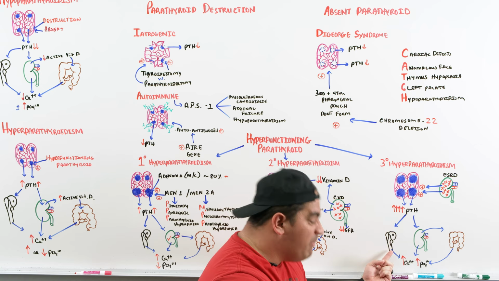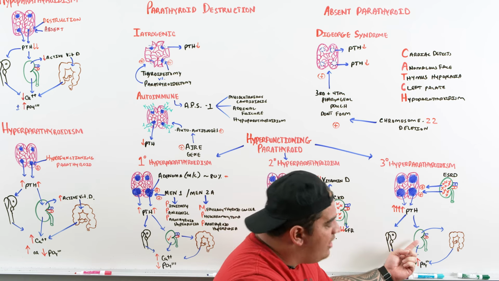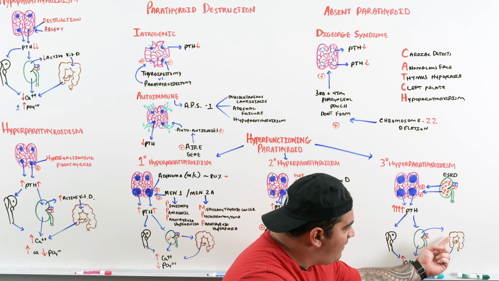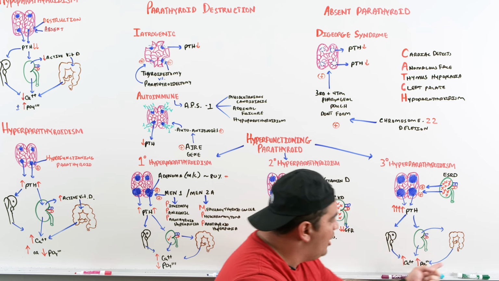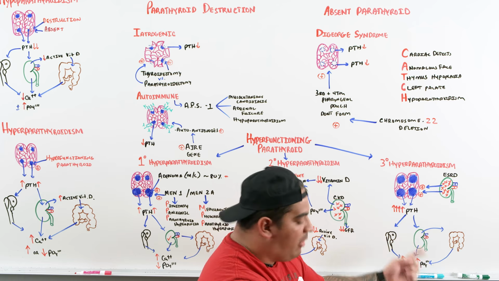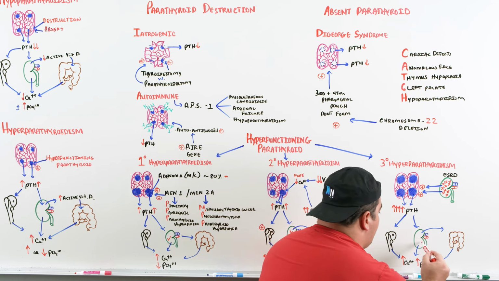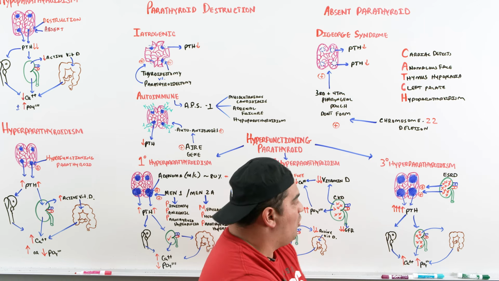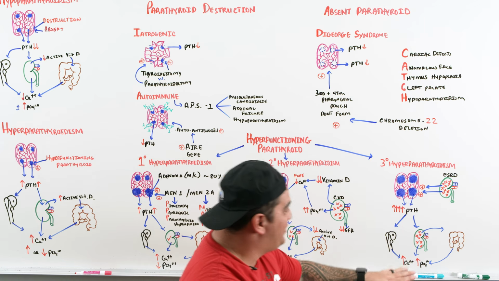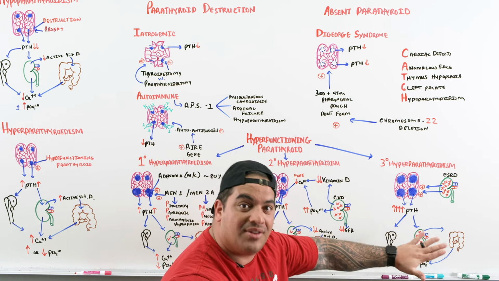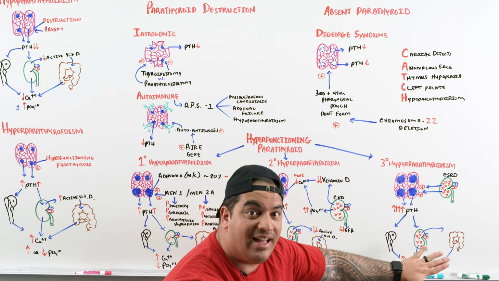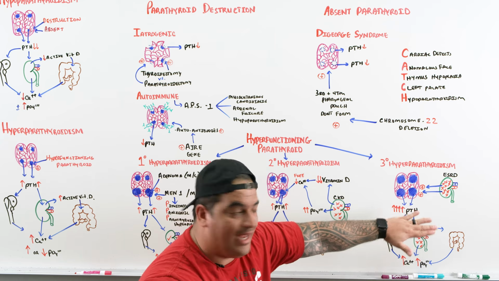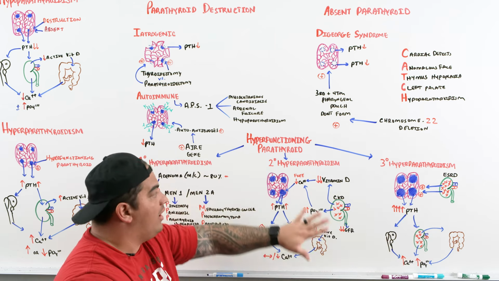PTH will then cause massive bone resorption, enough calcium reabsorption, and enough activation of vitamin D to reabsorb a ton of calcium, but because the kidneys are damaged, they will not be able to excrete the phosphates, and the phosphates will remain high. So what you can notice here, which is really interesting, is tertiary: high calcium, high phosphate. That's really important. Crazy high PTH, and massively low GFR.